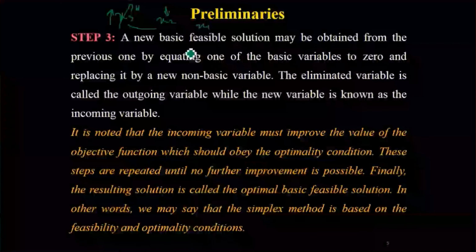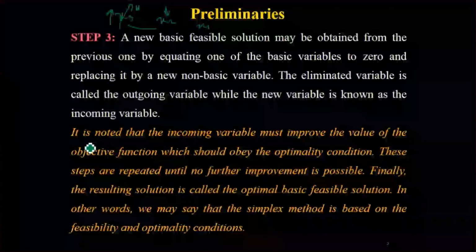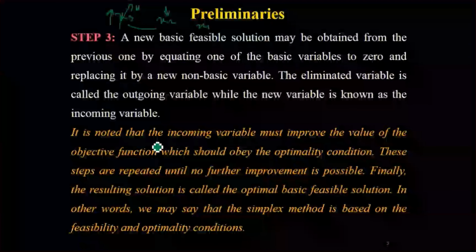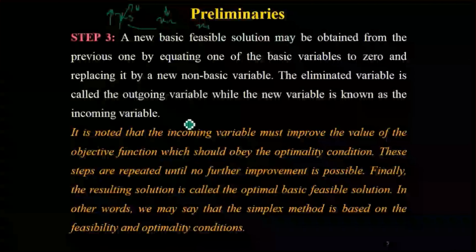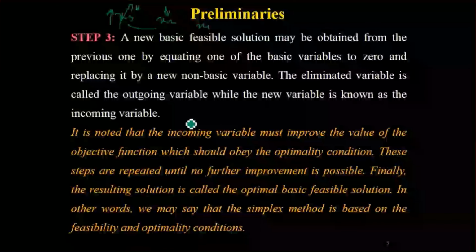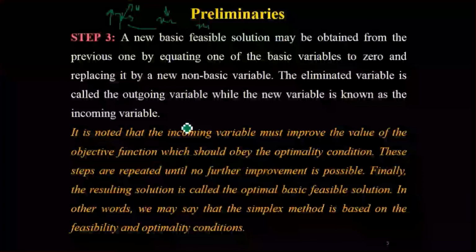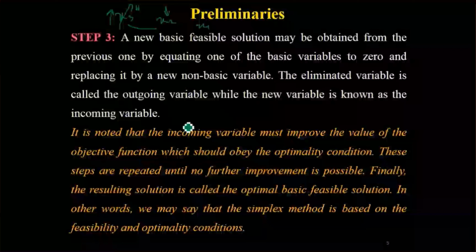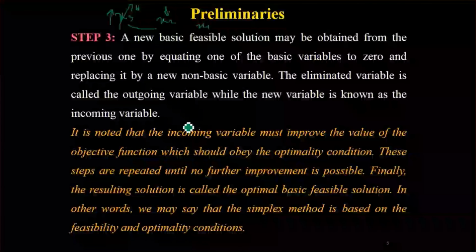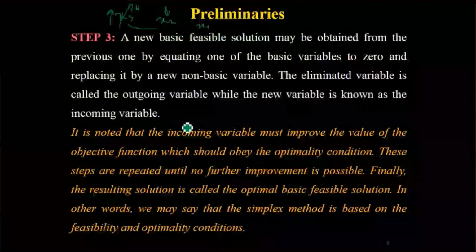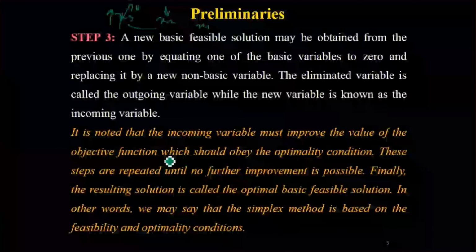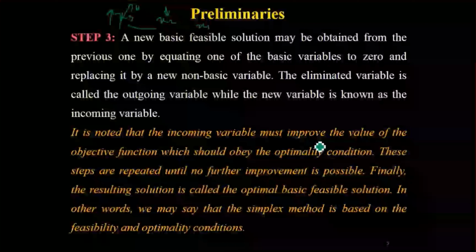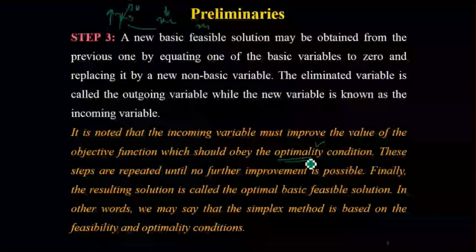If we summarize the idea, it is noted that the incoming variable must improve the value of the objective function. Whatever search we are doing must improve the objective function. Improving means that if it is a maximization problem, the value becomes more than the previous one. If it is a minimization problem, the value of the objective function becomes less than the previous value. So the solution should obey the optimality condition.